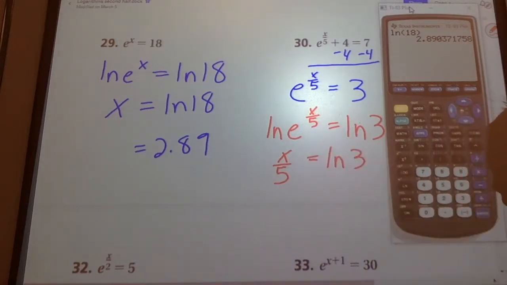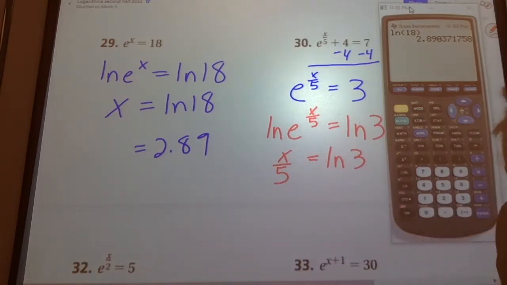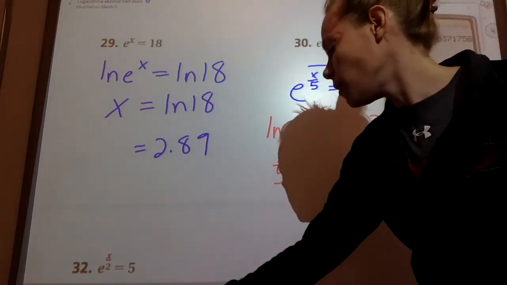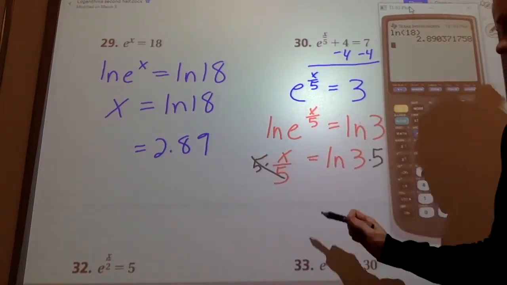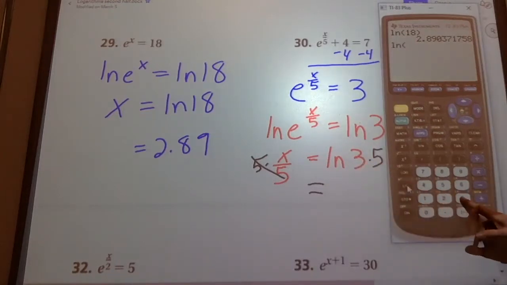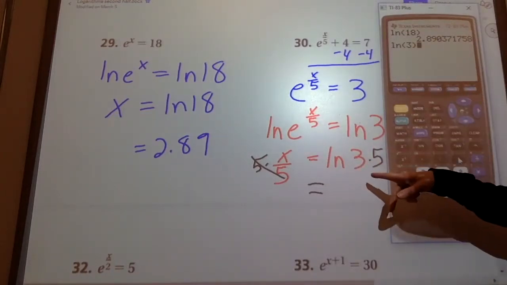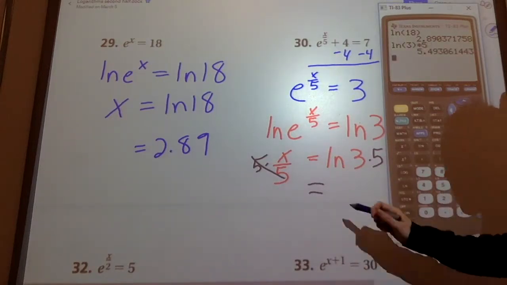Right? How do I solve for x? How do I get rid of this 5? Multiply by 5. Yep. So I'm going to multiply both sides by 5 to get x by itself. So again, on my calculator, I'll take natural log of 3. Make sure you close your parenthesis, and then multiply by 5. And I get 5.49.